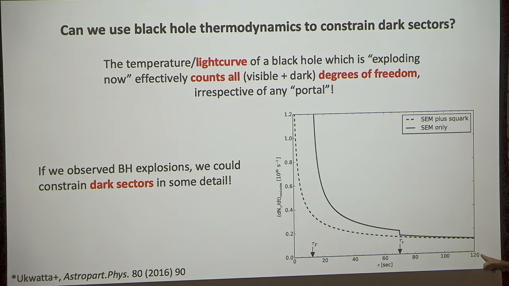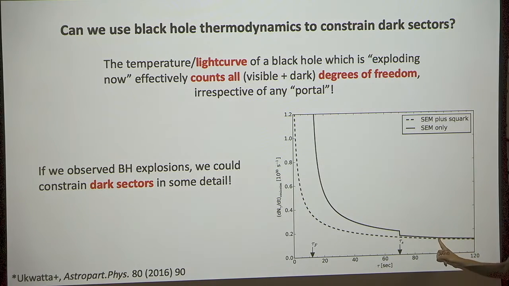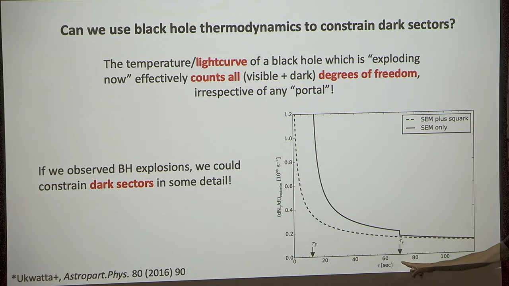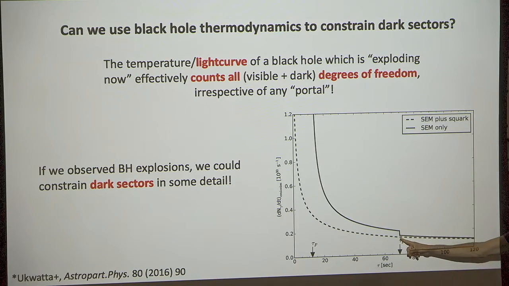So what happens here is, this is again time to evaporation. You're cruising in a very similar way as if you didn't have these new degrees of freedom, but then at this particular time, your black hole crosses over where the temperature of the black hole corresponds to the SUSY breaking scale, or to the mass of the SUSY partners. And so all of a sudden, you spit out a lot more photons.